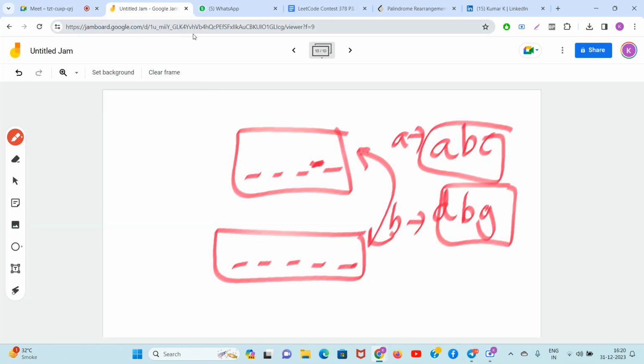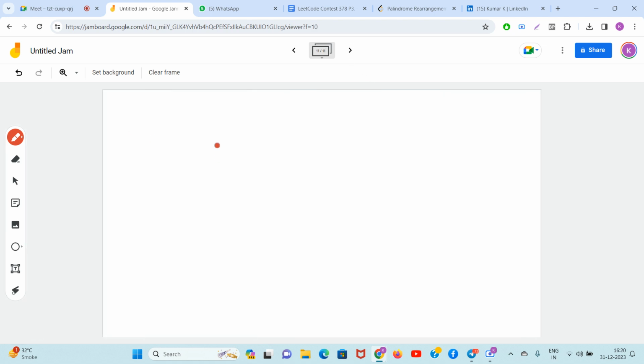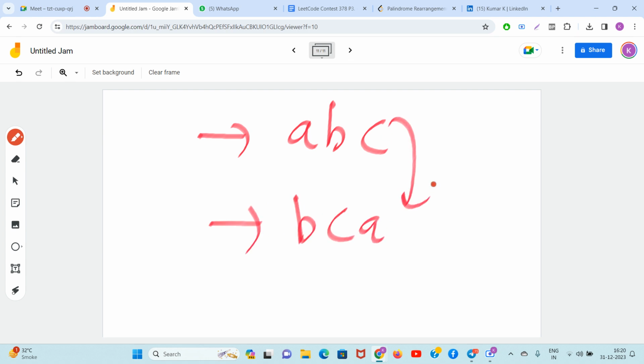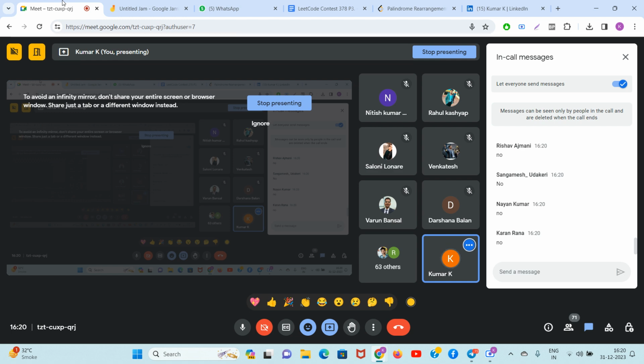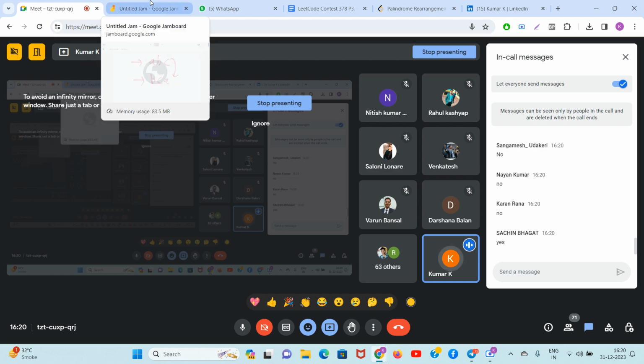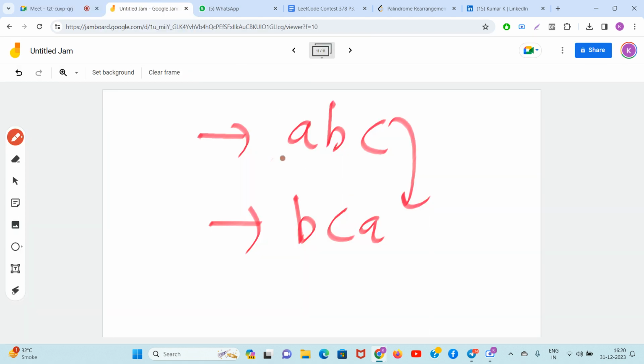It cannot. So the string A can become equal to B only if their internal content is same. Okay. If this was your string ABC, and this was your string BCA, can now string A become equal to string B? Yes or no in the chat. So the string A can become equal to string B after rearrangement only if the frequency of each character in both the strings are same.